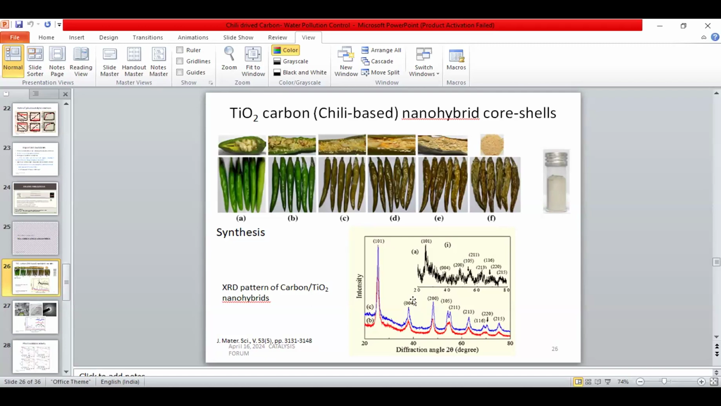And exactly, we found that this material consists of all the peaks corresponding to anatase TiO2. Anatase TiO2 is a phase which is very good for catalysis. And there is no peak corresponding to carbon here. This inset shows the as-prepared sample, and these graphs here, blue and red color, show the composite annealed at different temperatures, 400 and 600.